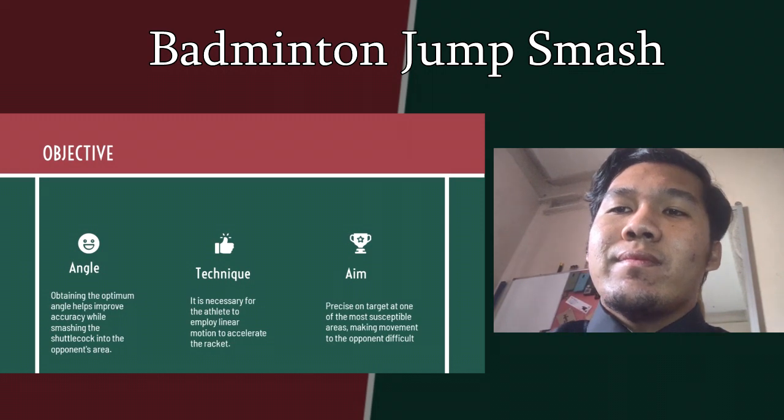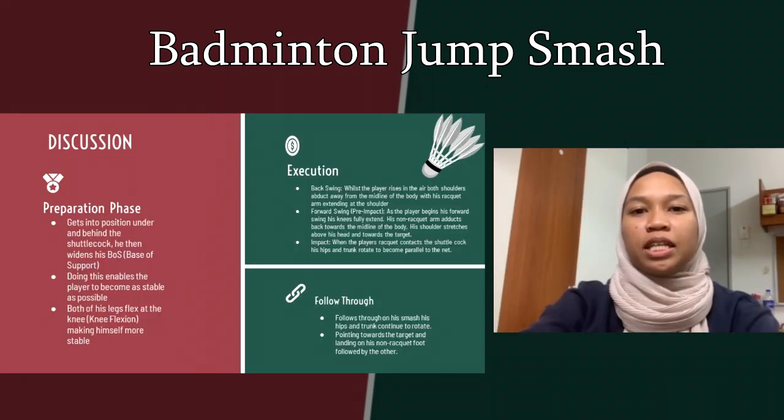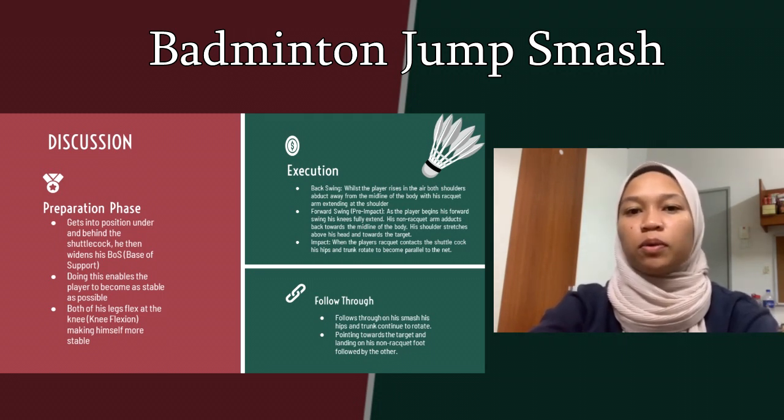During the preparation phase in the jump smash, the player first gets into position under and behind the shuttlecock. He then widens his BOS, base of support, to greater than shoulder width apart and brings his non-racket arm, facing the net, up towards his head while pointing his non-racket shoulder. His hip and knee side onto the target and feet parallel to the net.